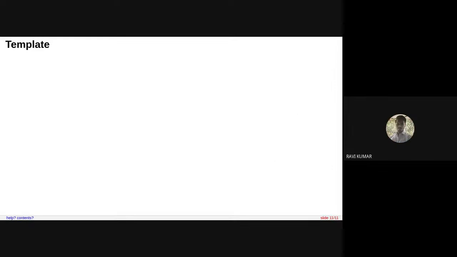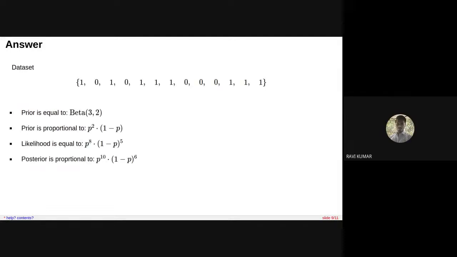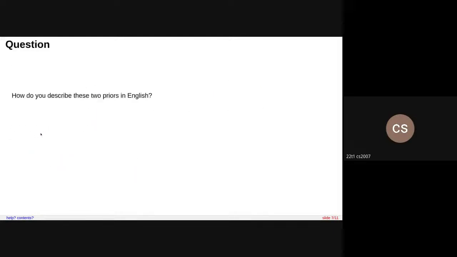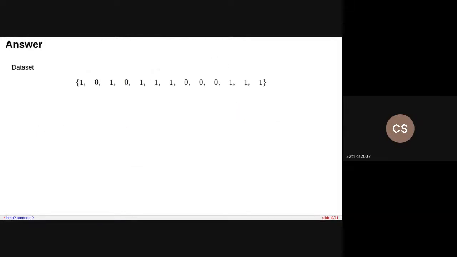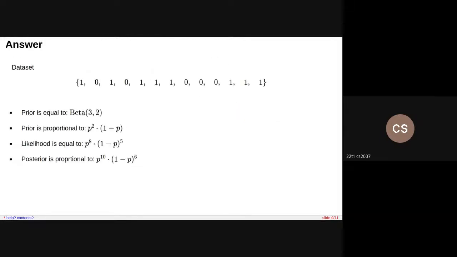Can you please explain the fourth step in the last slide? Yes, this one. Posterior is proportional to the product of these two. The posterior formula is likelihood into prior by evidence. The evidence is a constant, a normalizing constant, so you don't need to worry about that.